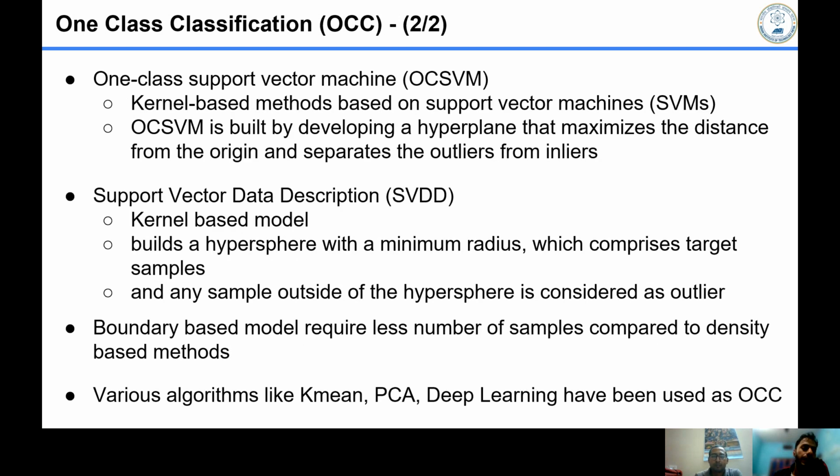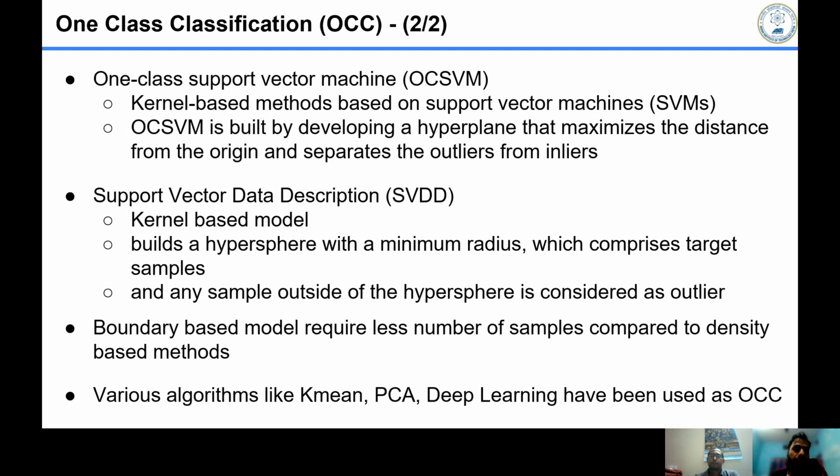Moving on, there have been several extensions of one class classification as well, using other algorithms. One such extension is one class support vector machine. This is a kernel based approach, which is designed on top of SVM. One class support vector machine is built in such a way that it tries to develop a hyperplane that maximizes the distance from the origin and separates outliers from inliers, or normal observations, to say.